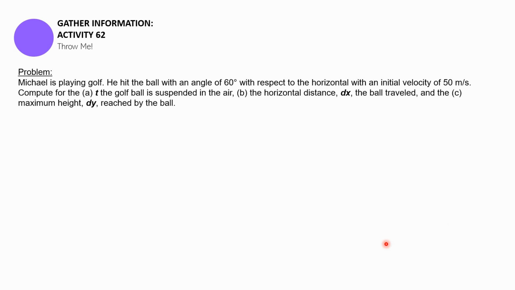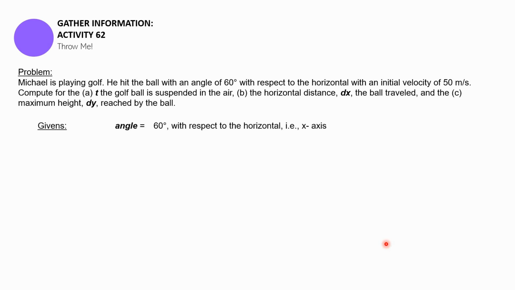Alright, so let's put those concepts in practice. Let's read the following problem. Michael is playing golf. He hit the ball with an angle of 60 degrees with respect to the horizontal with an initial velocity of 50 meters per second. The first thing you need to do is to compute for the time the golf ball is suspended in the air. Then for the second one, compute for the horizontal distance the ball traveled. And for the last task, compute for the maximum height, or dy, reached by the ball.